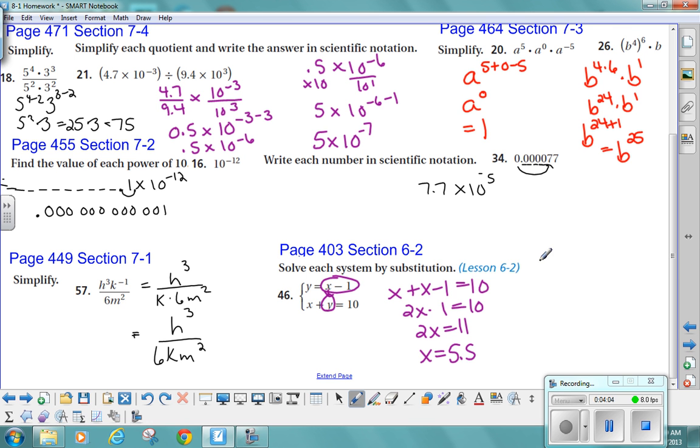Then plug your x in. I'm going to go back into the top equation and say y equals 5.5 minus 1. So y is going to be 4.5. So if I put it in an ordered pair form, it's 5.5, comma 4.5.